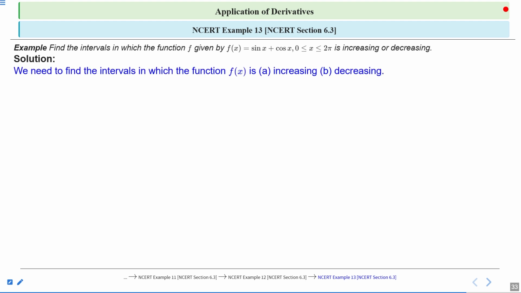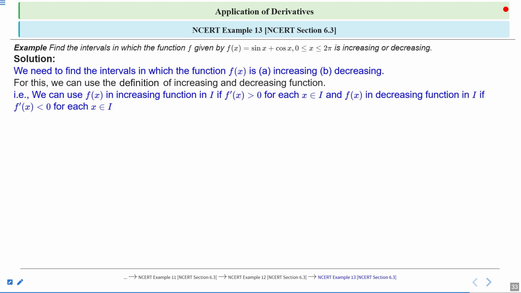We have to find the intervals in which the function f given by f x equal to sin x plus cos x, when x is 0 to 2 pi, is increasing or decreasing, right? So let's see the solution part. We need to find the intervals in which the function f x is a) increasing, b) decreasing. For this, we can use the definition of increasing and decreasing function. That is, f x is an increasing function in I if f dash x is greater than 0 for each x belonging to I, and f x is a decreasing function in I if f dash x is less than 0 for each x belonging to I, right?